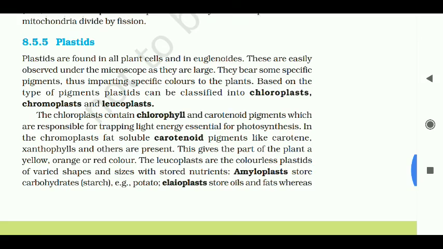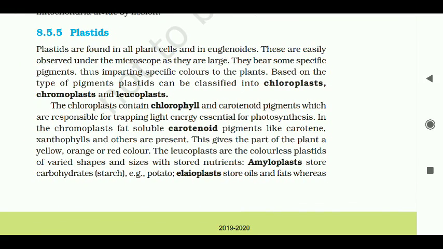Plastids. Plastids are found in all plant cells and in euglenoids. These are easily observed under the microscope as they are large. They bear some specific pigments, thus imparting specific colors to the plants. Based on the type of pigments, plastids can be classified into chloroplasts, chromoplasts, and leucoplasts.